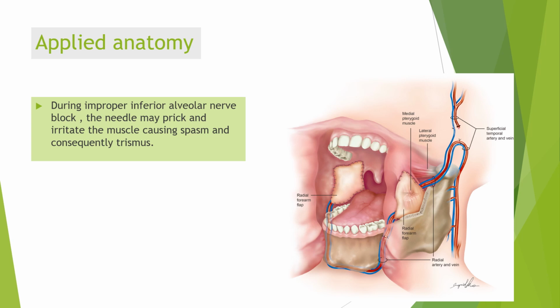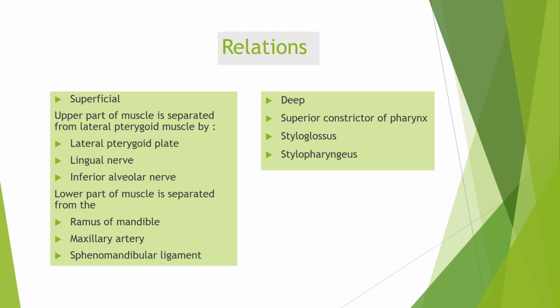Superficially, this muscle is related to the upper part of the lateral pterygoid plate, lingual nerve, inferior alveolar nerve; the lower part of the muscle is separated from the ramus of the mandible by the maxillary artery and sphenomandibular ligament. Deep relations are superior constrictor of pharynx, styloglossus, stylopharyngeus.